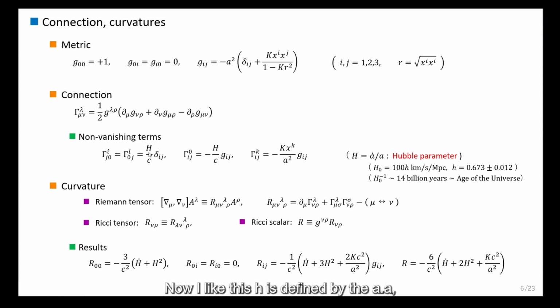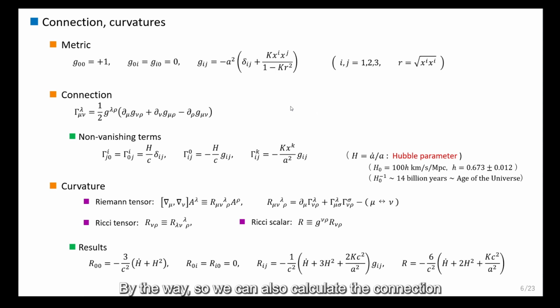Now I write H, defined by a dot over a. It is called the Hubble parameter. The current observation shows the expansion rate. Roughly, the current H0 is 67 kilometers per second per megaparsec. If you take the inverse of this, it gives the scale of the age of the universe. So it gives 14 billion years.